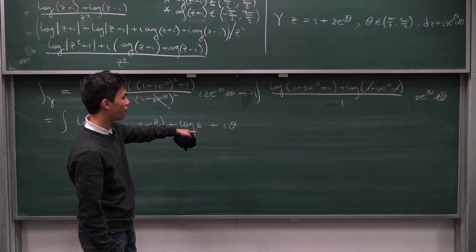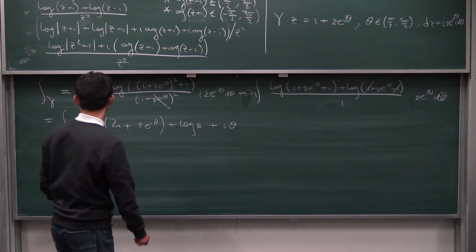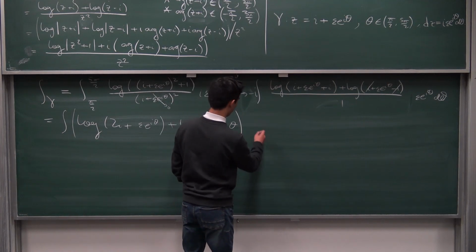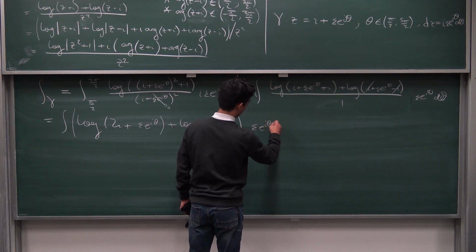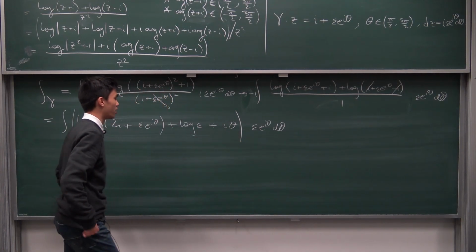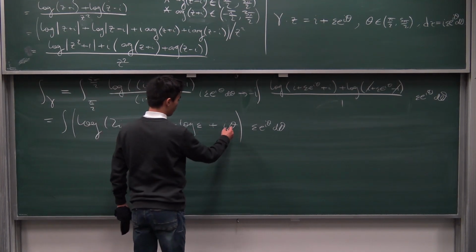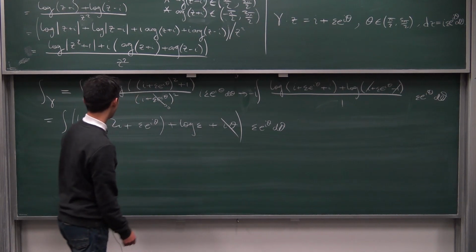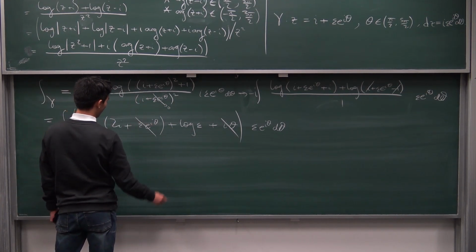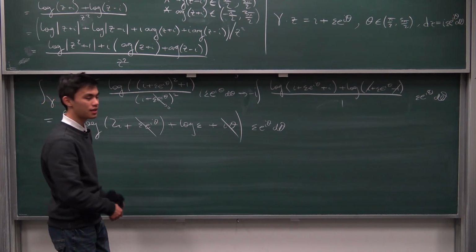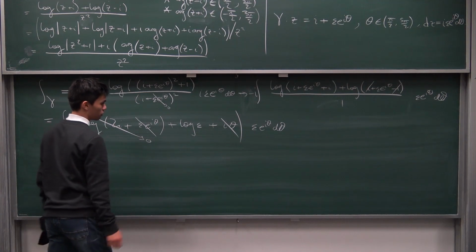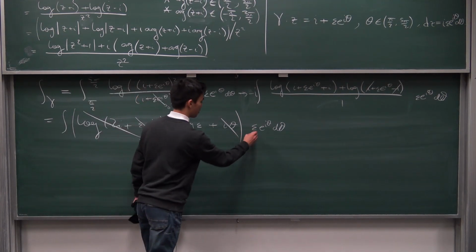So that's what we have, and then we have the epsilon e to the i theta. That's multiplied into everything here. So this is all multiplied by epsilon e to the i theta d theta. And now this factor of epsilon is actually really quite nice because it's in particular going to kill off this guy. It's going to kill off, well, in the limit as epsilon approaches 0 here, that's going to vanish. Log of 2i, that's some complex number. So this is going to go to 0 as well because of this epsilon.